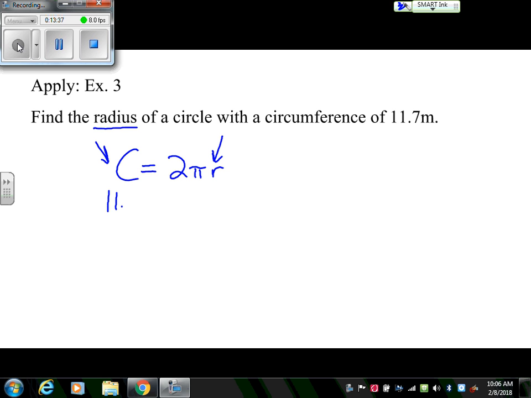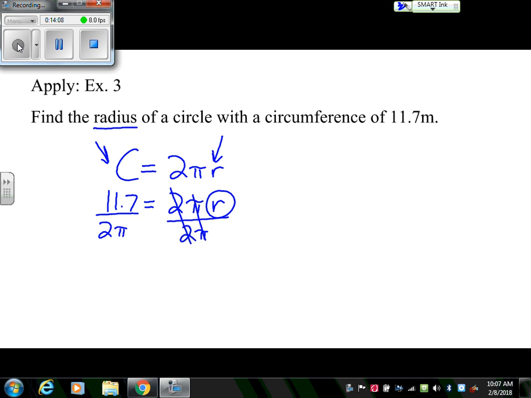So let's start filling in. I have 11.7 equals 2 times pi times my radius, which is what I'm trying to find. Now, in any algebra problem, I'm trying to get my variable alone, which would be r. What's keeping r from being alone? It's getting multiplied by two things, 2 and pi. I'm going to do this in one step. Since I'm multiplying a 2 and a pi, I'm now going to divide by the 2 and the pi, which will cancel these guys out. But whatever I do to one side, I have to do to the other.